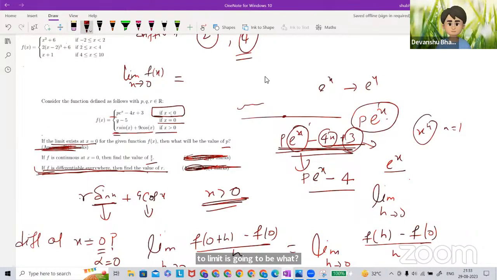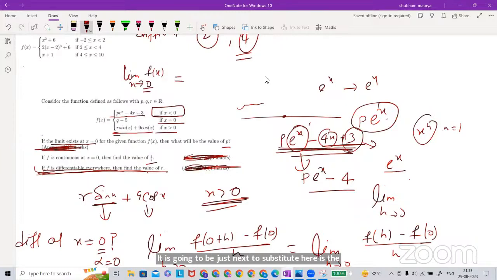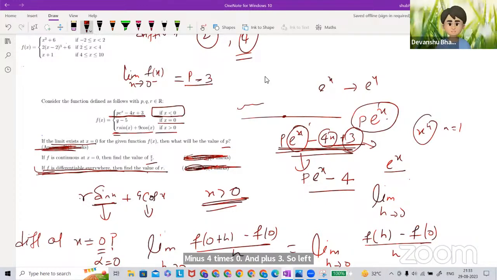The left limit just needs substitution. When x is approaching 0 from the left, we have this function, and you just substitute the value 0. That means here it is going to be p e power 0, which is 1, minus 4 times 0, plus 3. So the left limit is going to be p plus 3.